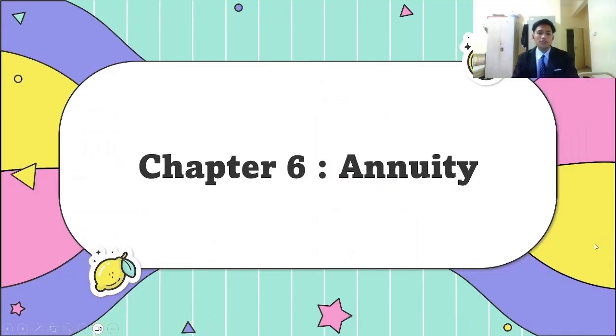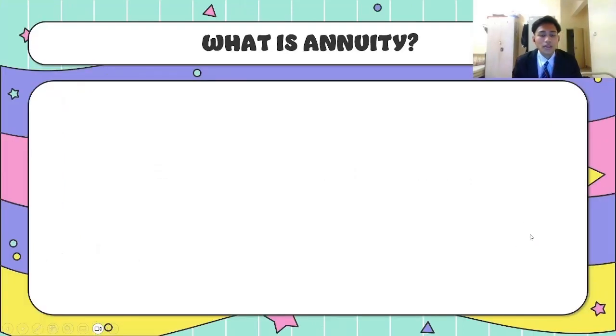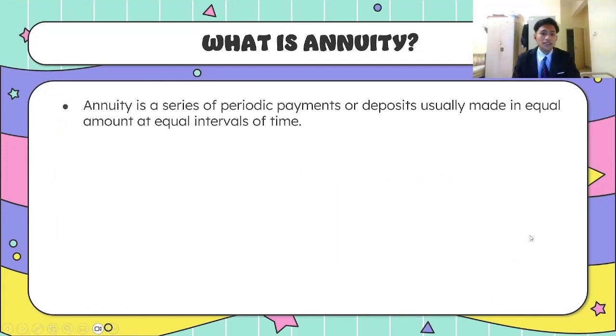Today I'm going to present MAT112 Business Mathematics Group Assignment. I'm going to present one chapter of Business Mathematics, that is chapter 6, annuity. What is annuity? Annuity is a series of periodic payments or deposits usually made in equal amounts at equal intervals of time.